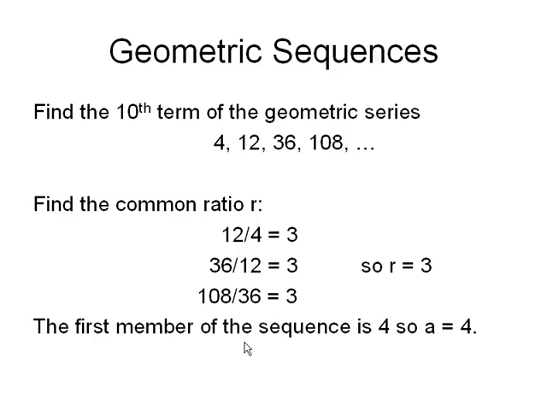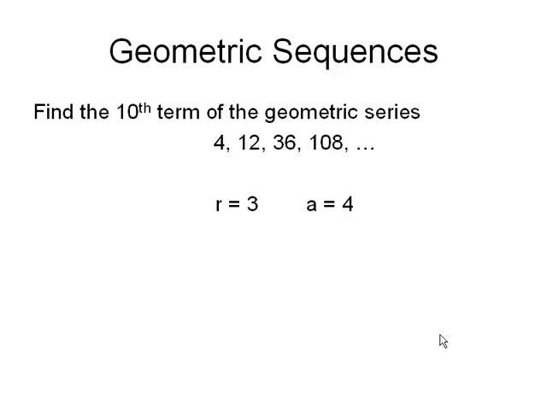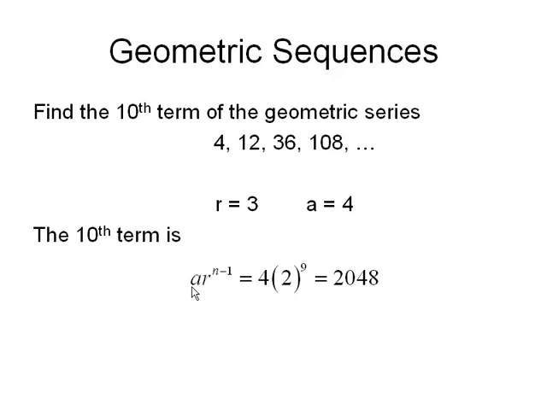The first member of the sequence is 4, so A is equal to 4. Now that I have those two values, I know everything there is to know about this geometric sequence, and I can figure out what the 10th term is. The 10th term will be AR to the n minus 1. The n in this case is 10, so I have to compute 4 times 3 to the 9th, and when I do that, I find that the 10th term is 78,732. That's a lot easier than continuing this sequence on and on. I can just go directly to the term that I want.